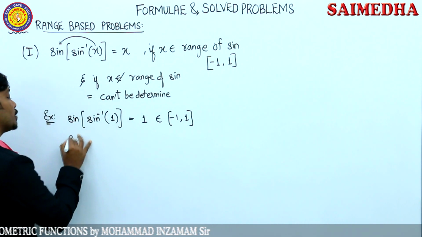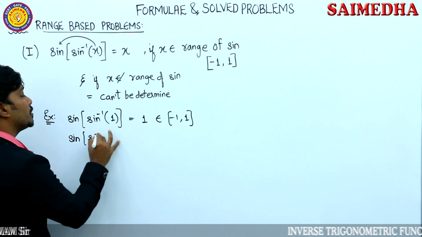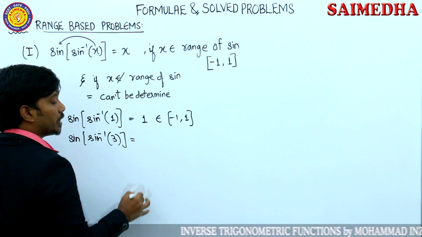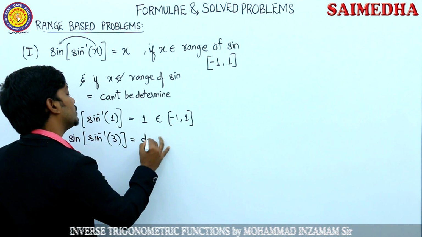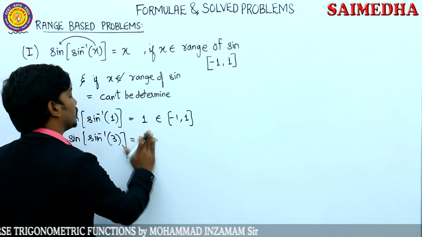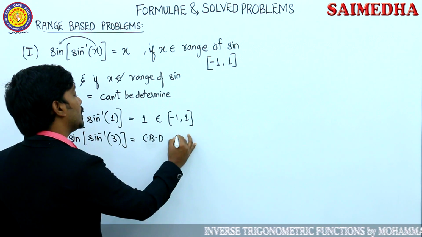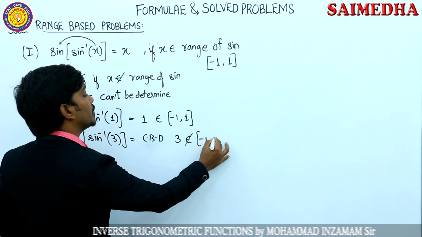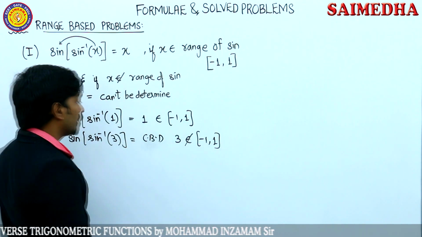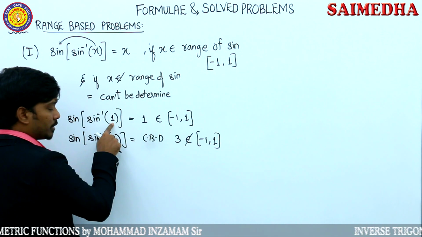What if the question is given in this manner? Sin of sin inverse of 3. Then what do you need to write? Can't be determined. You can write the answer as can't be determined. Why can't the answer be determined? Because 3 does not belong to the range of minus 1 to 1. Understood the question? The answer is going to be directly the value which is given in the question.